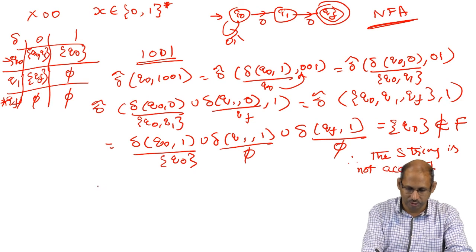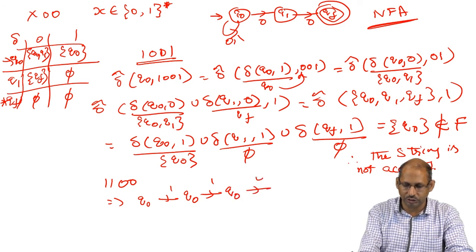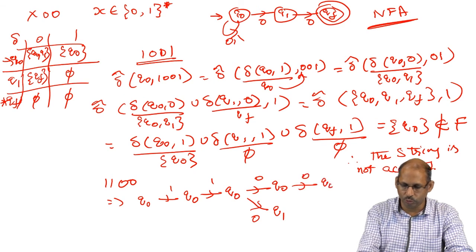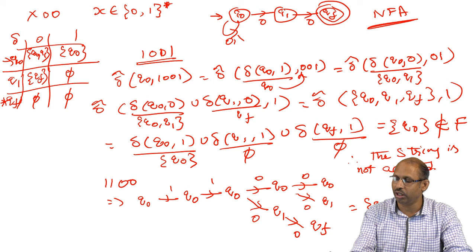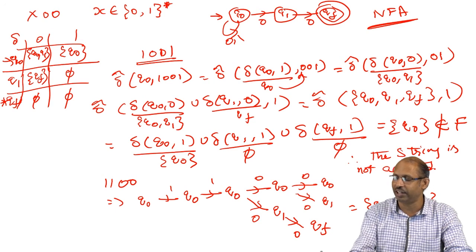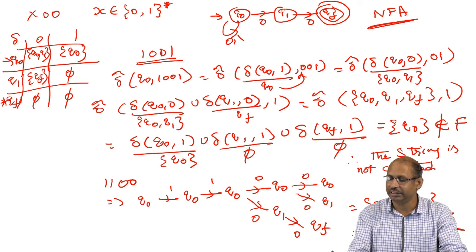If we consider 1100, we'll check. Q0 on 1 is Q0. Q0 on 1 is Q0. Q0 on 0 giving Q0 and also Q1. Then on 0, which is giving Q0, Q1. Q1 on 0 is QF. So finally it's resulting in Q0, Q1 and QF. One of them belongs to the set of final states. Therefore, the string is accepted.